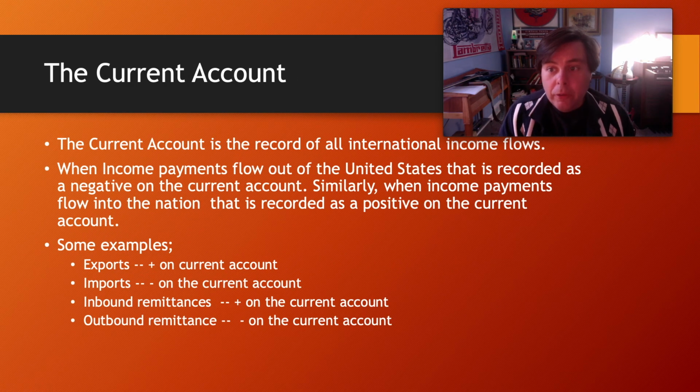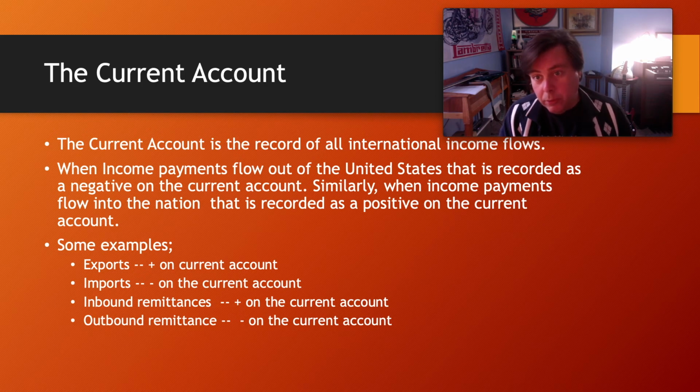Okay, so the first of those, the current account, is the one we hear about the most. The current account is a record of all international income flows. So when income flows into the United States, we refer to that as a positive on the current account, and when income flows out of the United States, we refer to that as a negative on the current account. The net balance of the current account is the trade deficit or trade surplus. So if the net value of the current account is negative, meaning that we have more income outflow than we have income inflow, then we say we have a trade deficit. If the reverse is true, we say we have a trade surplus.